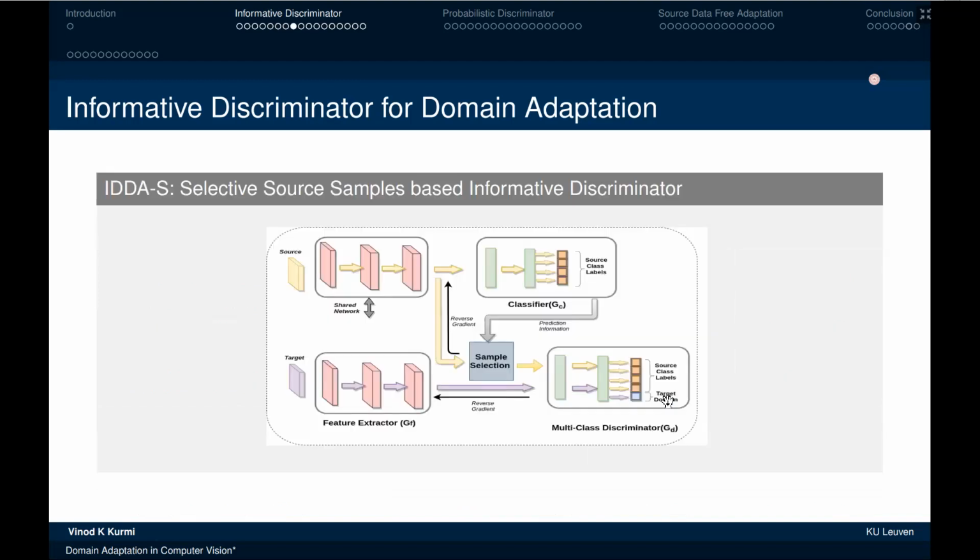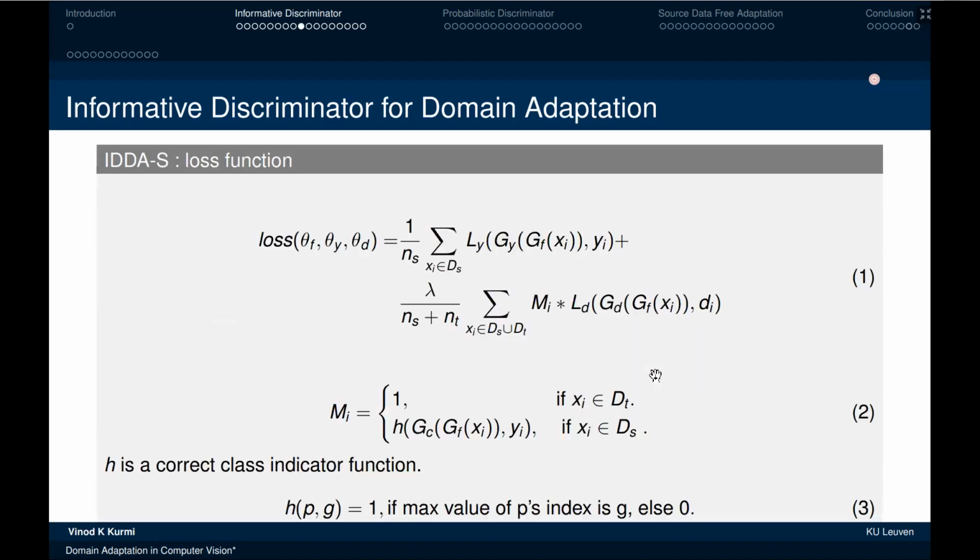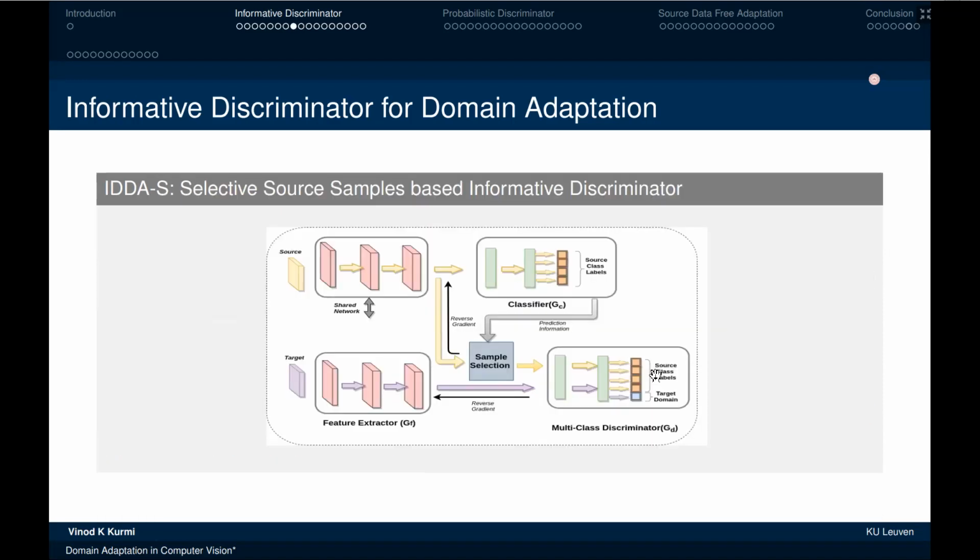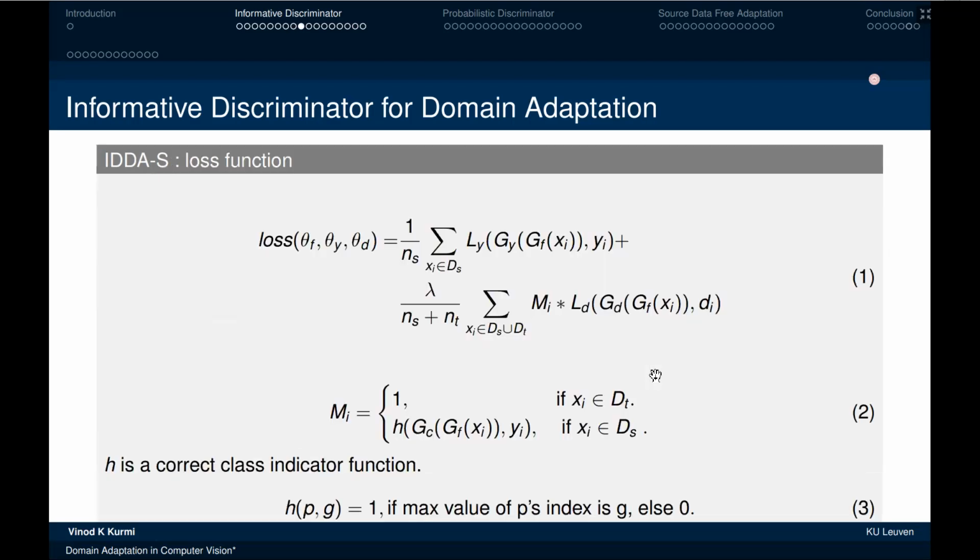So this is the basic informative discriminator. We can also expand this to a selective-sample-based informative discriminator. We can use only the samples which are more confident, that is, those that have a good prediction. Then we only use those samples to train the multi-class discriminator. So this will also give better performance. This is an incremental work of the EDA. So this is the basic loss function.